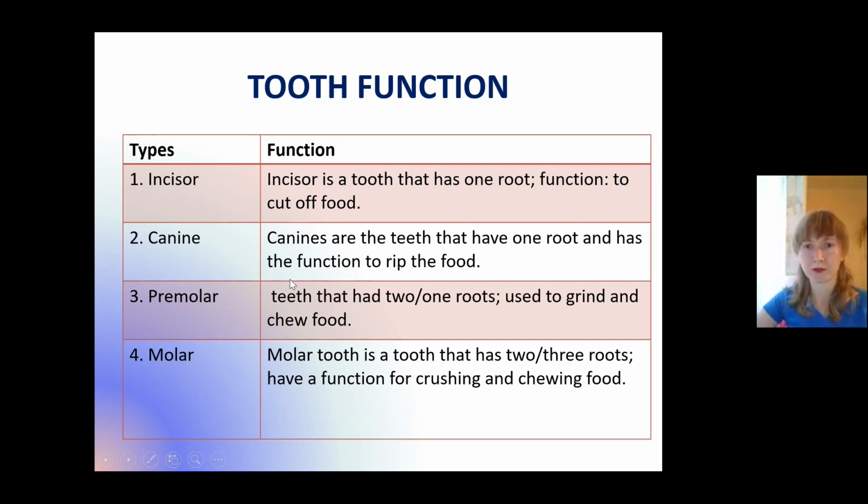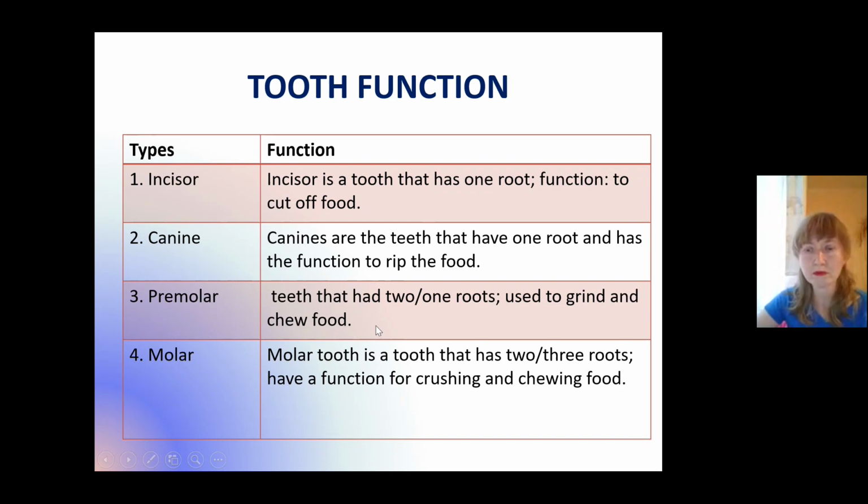Every tooth has its special function. Incisors. It is tooth that has one root and the function to cut food. Canine. It is the teeth that have one root and has the function to rip the food. And as well, canine, maxillary canine, holds the angles of the mouth. That's why they give attractive appearance to the lips, to the mouth. Without canines, if they are extracted, the patient's face will be flat, not attractive. So canine holds the corners of the lips, and that's why the face looks nice.